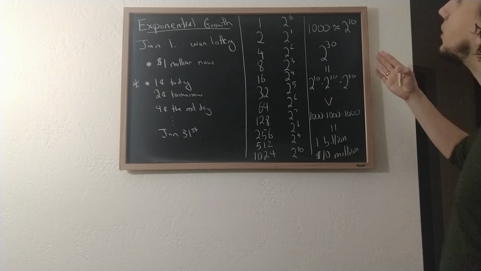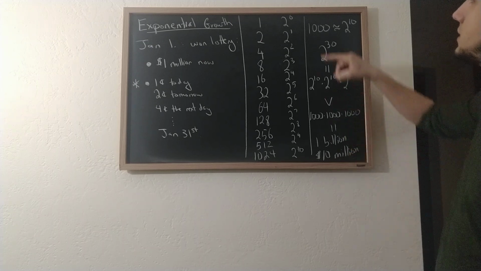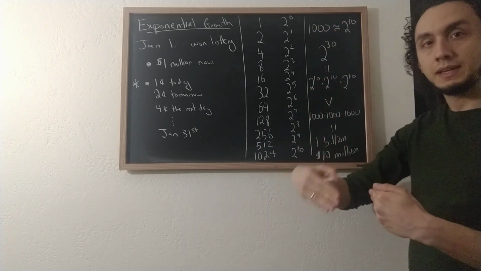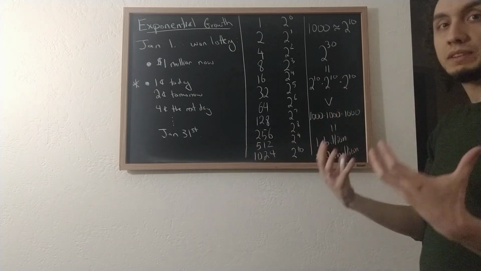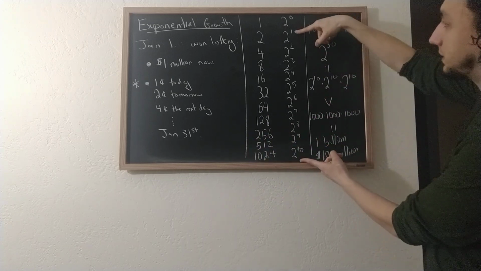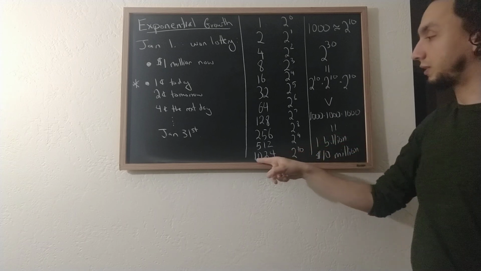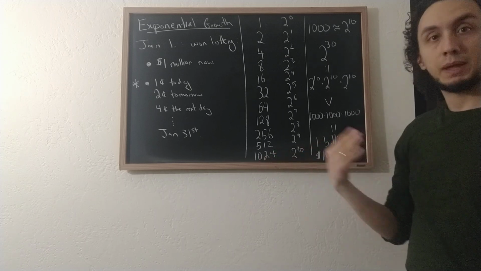So this is the power of exponential growth. Doubling and doubling again and doubling again has a cumulative effect, so that by the time you've doubled something 10 times in a row, it's pretty close to multiplying it by 1,000.